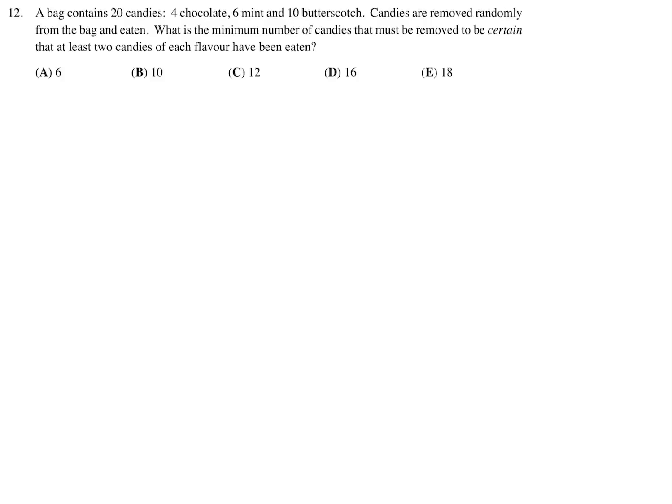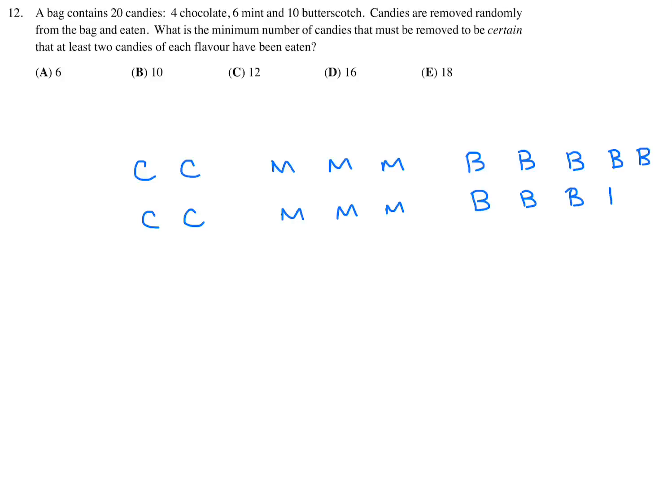A bag contains 20 candies, 4 chocolate, 6 mint, and 10 butterscotch. Candies are removed randomly from the bag and eaten. What is the minimum number of candies that must be removed to be certain that at least 2 candies of each flavor have been eaten? So we've got 4 of these that are chocolate, 6 mint, and 10 butterscotch. And we want to remove a certain number that ensures that at least 2 of each flavor have been eaten.